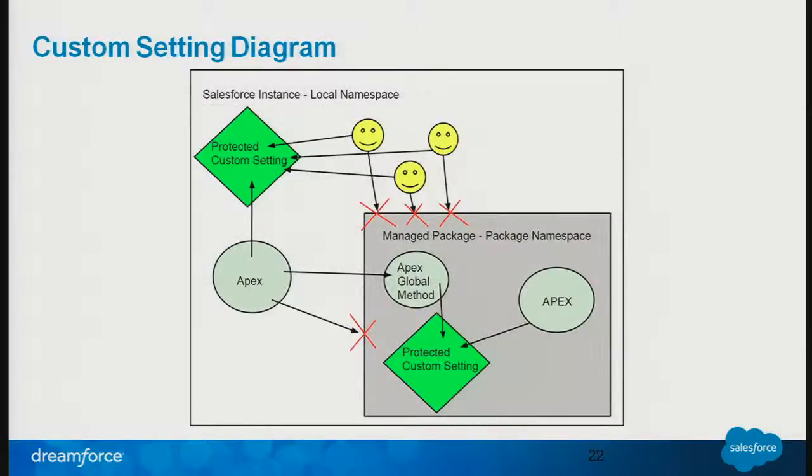So here's a little diagram of everything I just said, just to kind of make it clear. We've got two custom settings, the green diamonds. One's in a managed package, one's not in a managed package. You can see the people in the local Salesforce instance, those would be your users. They can access that protected custom setting either through the API or if they have the view setup menu. And then any Apex in the local namespace.